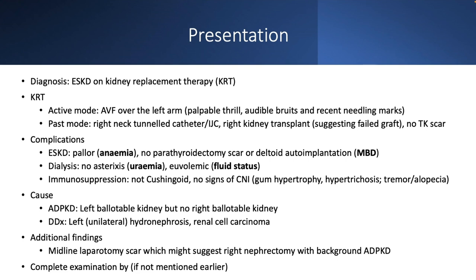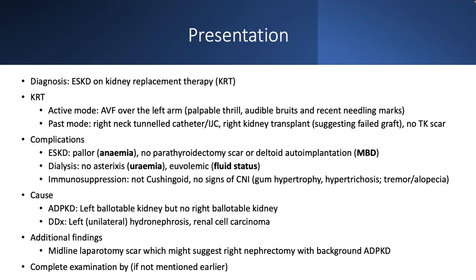In terms of complications from the end-stage kidney disease, I noticed that there is no pallor and there is no parathyroidectomy scar or any deltoid autoimplantation scar to suggest tertiary hyperparathyroidism in the case of mineral bone disease. Clinically, the patient is euvolemic with no signs of uremia. In terms of immunosuppression, he is not Cushingoid and there are no signs of calcineurin inhibitor toxicity.